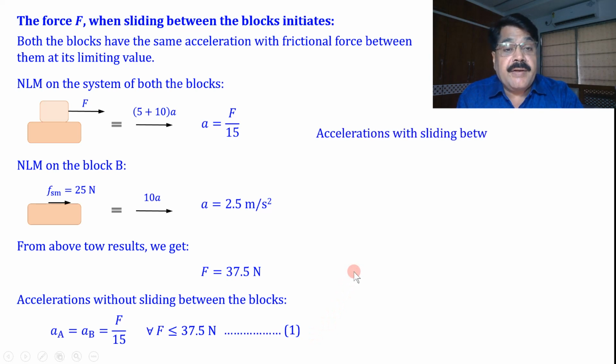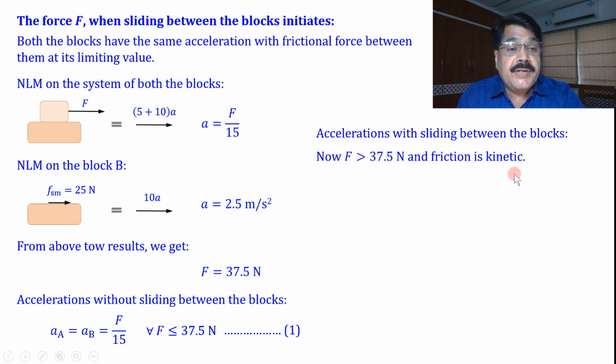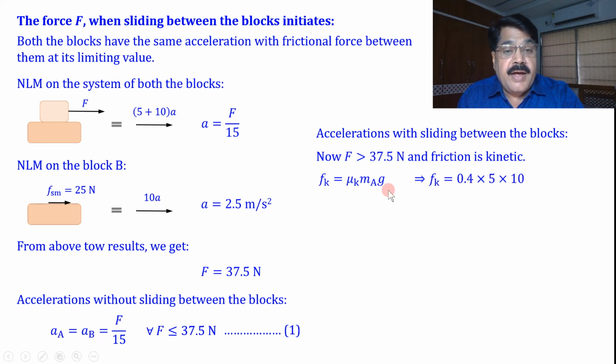Accelerations with sliding. When the blocks are sliding, how do we find them? There is a force of kinetic friction, first thing. So forget about this force, 25 Newton. We calculate the force of kinetic friction and we assume these two forces acting on both the blocks. So now F is greater than 37.5 Newton and friction is kinetic. So Fk we calculate as mu k into m A into g. Mu k is given as 0.4, m is 5 and g is 10. So this you can see is 20 Newton.